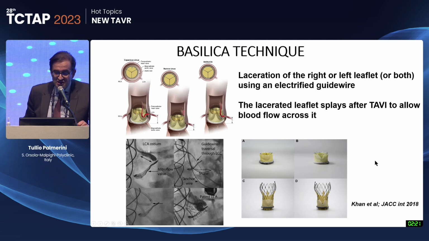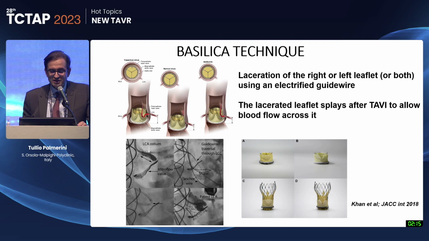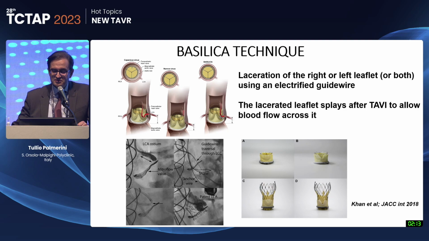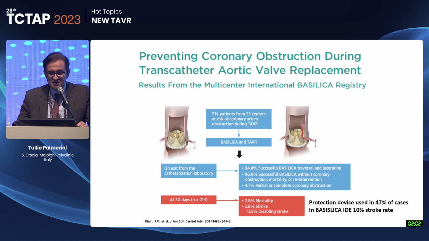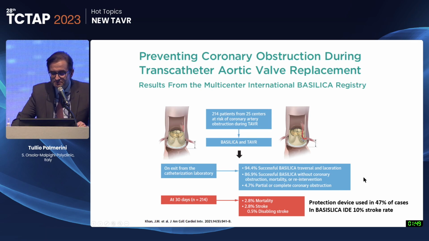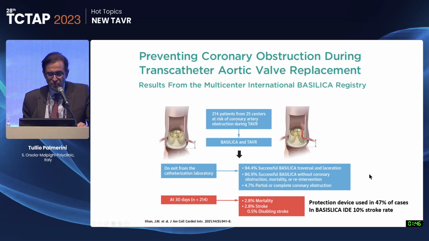The Basilica technique consists in lacerating the right or left leaflet or both leaflets using an electrified guide wire. The lacerated leaflet is displaced after TAVI to allow blood flow across it. So these are the data of the Basilica Registry, 214 patients from 25 centers. Procedural success was 87%, so not that high, with 4.7% partial or complete occlusion. In these cases, the operator had to put a stent. Mortality at 30 days was 2.8%, and the rate of stroke was 2.8%.